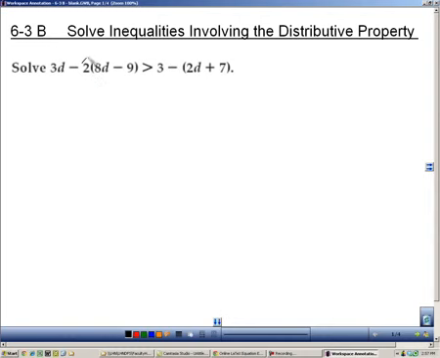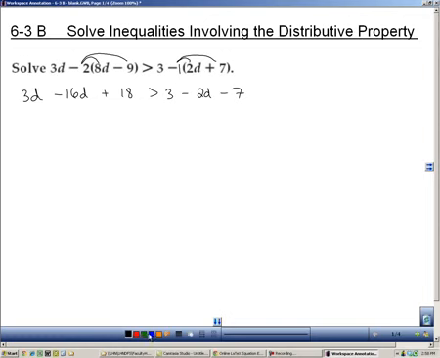And here I'm going to distribute this -2. Don't forget to distribute the negative sign with the 2. So 3d minus 16d, and that comes from -2 times 8. And then -2 times 9 is a positive 18. Greater than 3. Now remember, a negative sign in front of a parenthesis really means there's a -1 there. So I'm going to distribute a -1. So that'll be minus 2d and minus 7. So we've eliminated the parentheses.